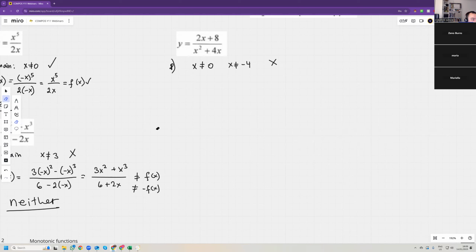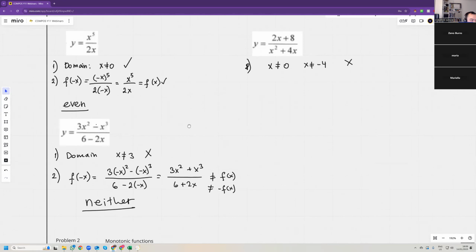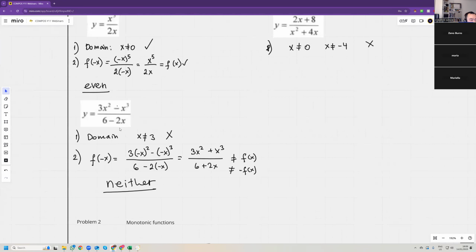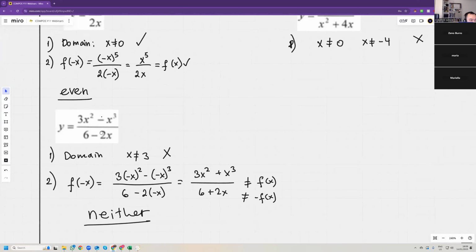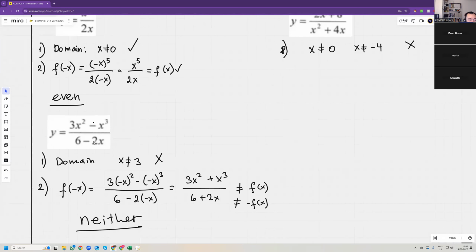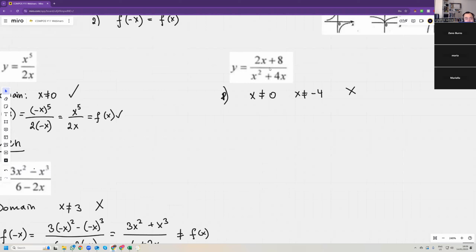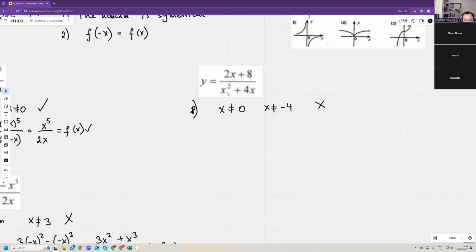How do you work out the domain? You just look at what the limitations are. What are the limitations on x? So here, the only limitation is division by 0. So you can't divide by 0. That means x cannot equal 3. Here, x cannot equal 0 and x cannot equal -4, because if x is 0 or -4, the denominator is 0. Okay, so that's not symmetrical, therefore that's not.